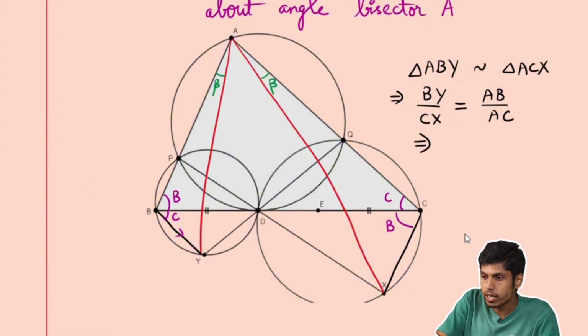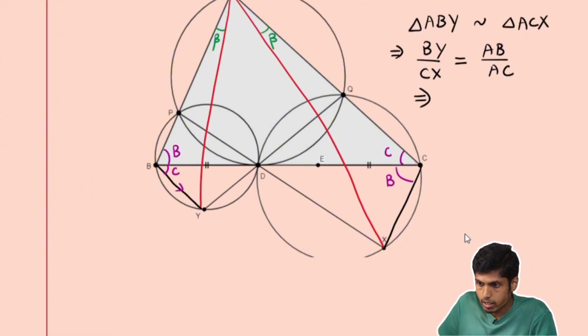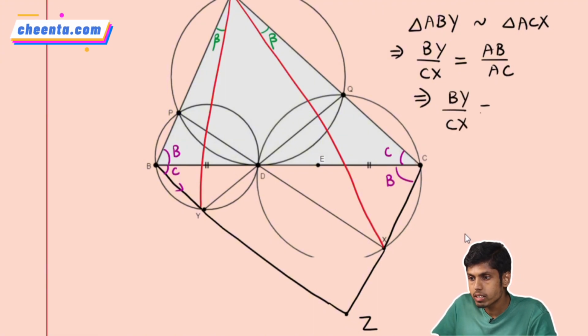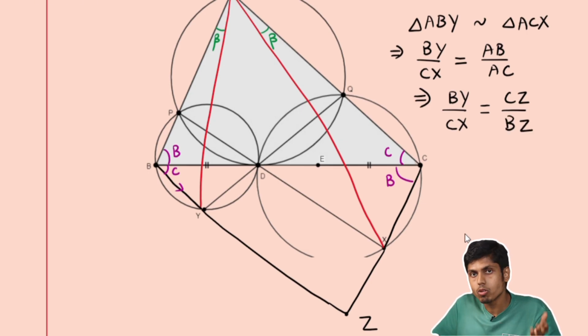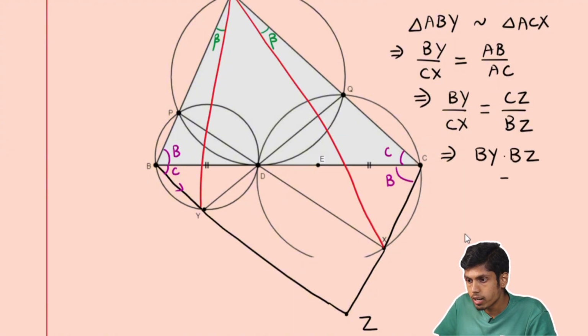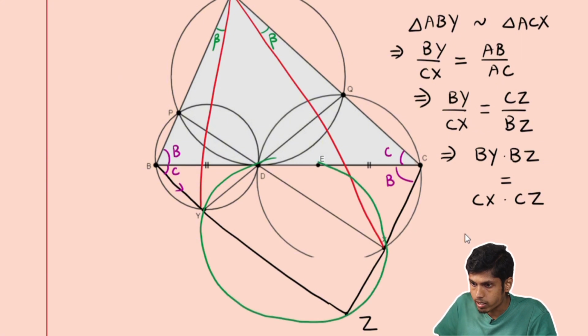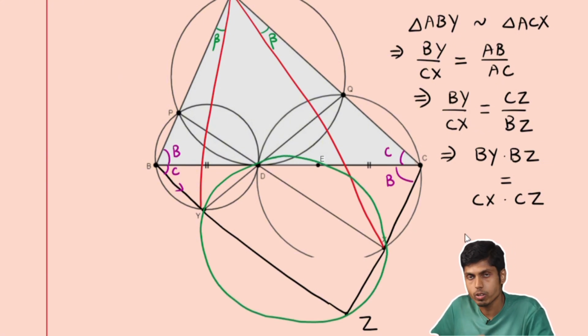Now let's extend BY and CX. As we did earlier, they will intersect at a point Z. And since ABZC is a parallelogram, I can replace AB with CZ and AC with BZ. Taking them to appropriate sides, we get BY times BZ equals CX times CZ. So let's see what it says. We have already proved that D, Y, Z, X are concyclic.